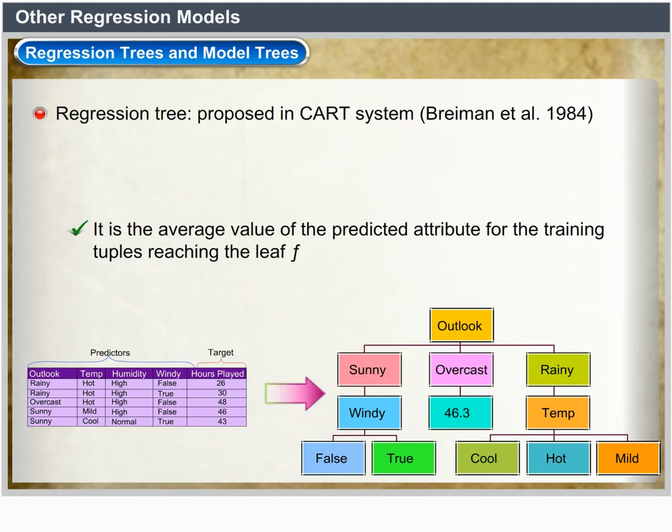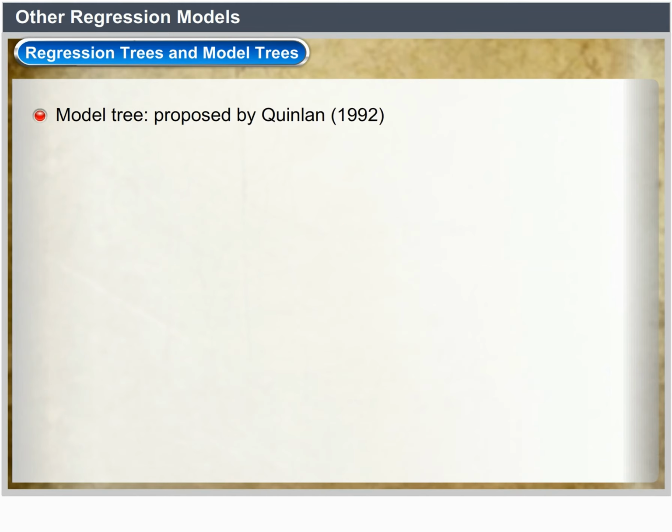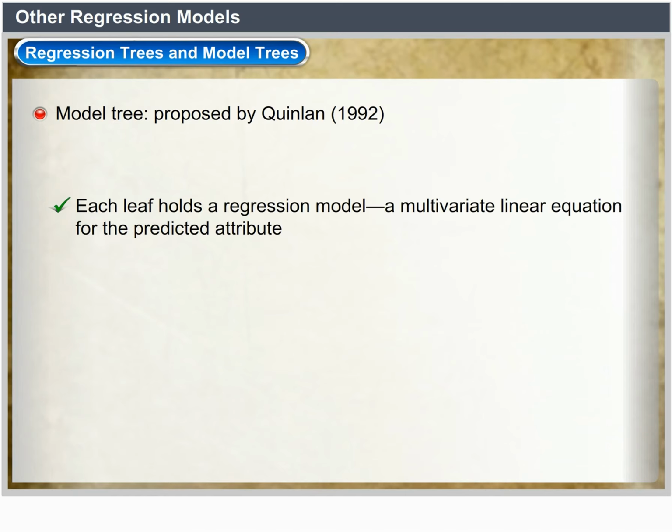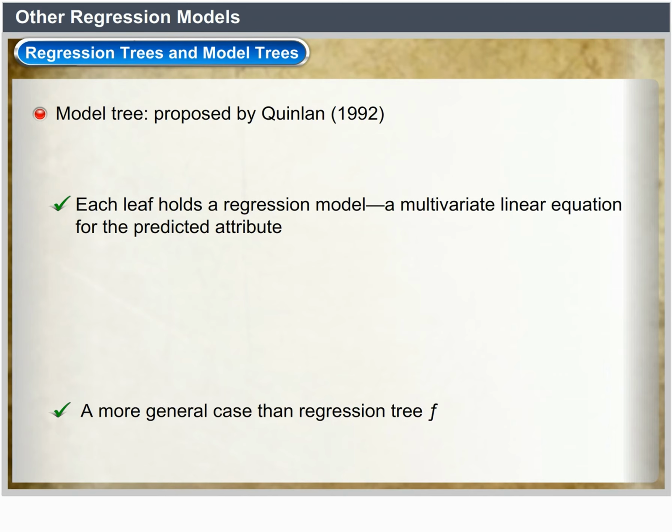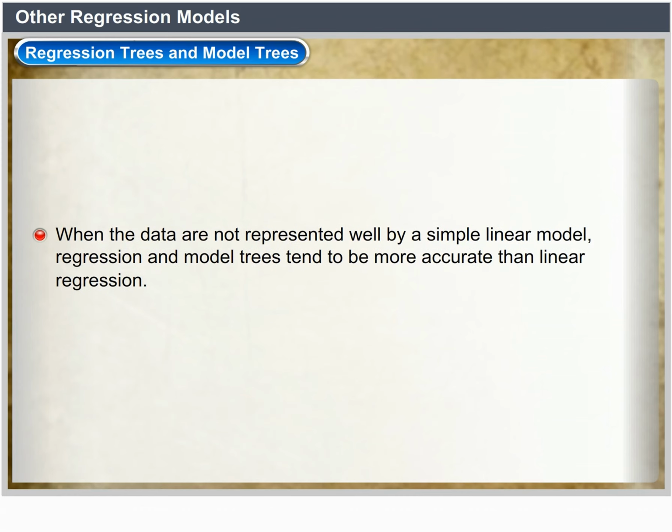Model tree, proposed by Quinlan in 1992. Each leaf holds a regression model, a multivariate linear equation for the predicted attribute, a more general case than the regression tree. Regression and model trees tend to be more accurate than linear regression when the data are not represented well by a simple linear model.